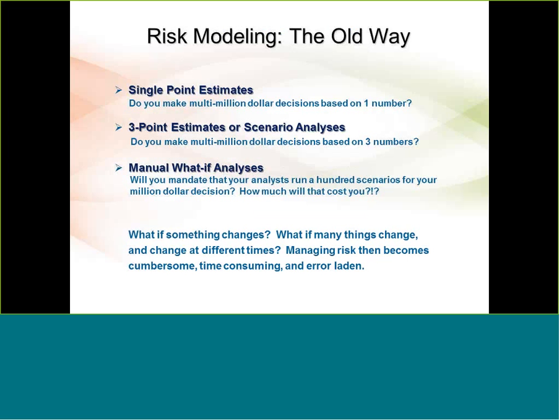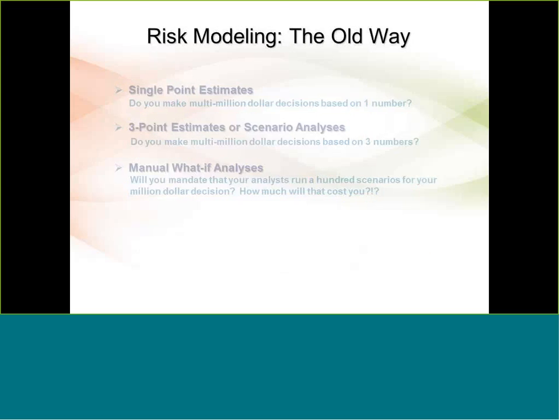So now, instead of one point estimate, you'd have three. But the question often arises, well, what if things happen in between? What if these 10 things move in one direction at a certain time and those 12 other items move in a different direction? How does that cascade through a complex model? And how is one able to capture that kind of uncertainty and variation? That's how manual what-if analyses developed, and this is a very time-consuming, cumbersome, and error-laden procedure.